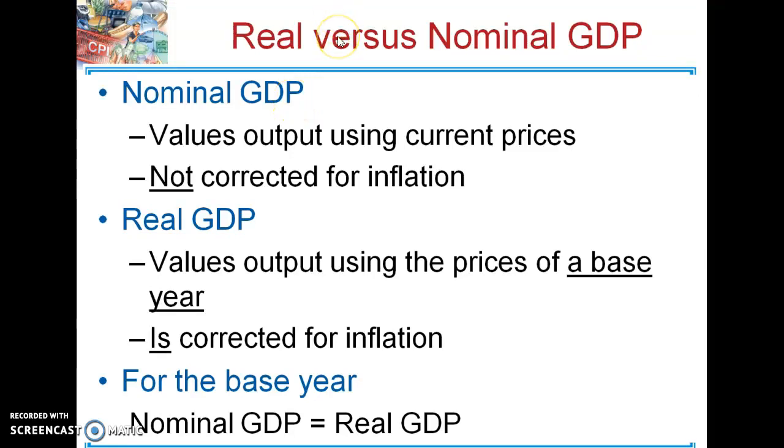Alright, the difference between real and nominal GDP. So nominal GDP is the calculation of the gross domestic product using the prices and production for whatever year is being under consideration. So for example, if you're doing the nominal GDP for 1950, the nominal GDP would use the 1950 prices and also the 1950 levels of production.